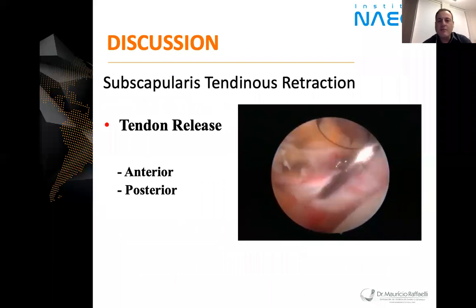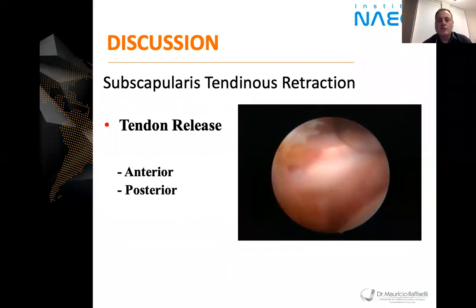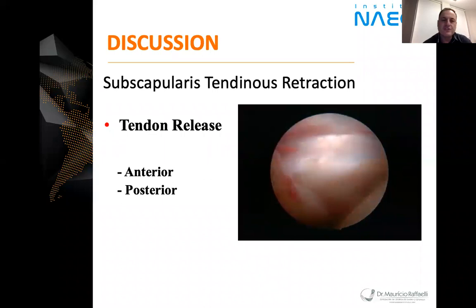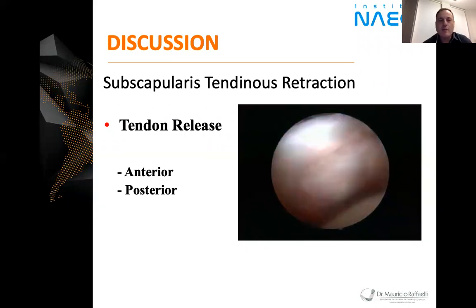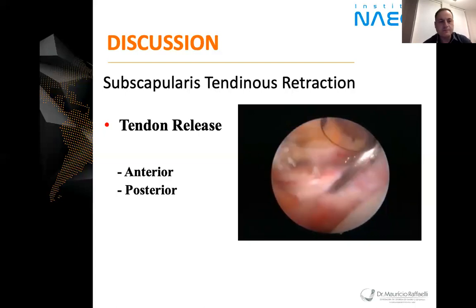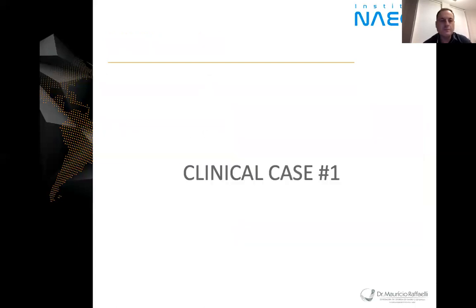Another important factor for a great repair of subscapularis tears is performing the anterior and posterior release, to repair the tendon with the least tension possible. Now I will show some cases to explain my techniques of subscapularis repair.